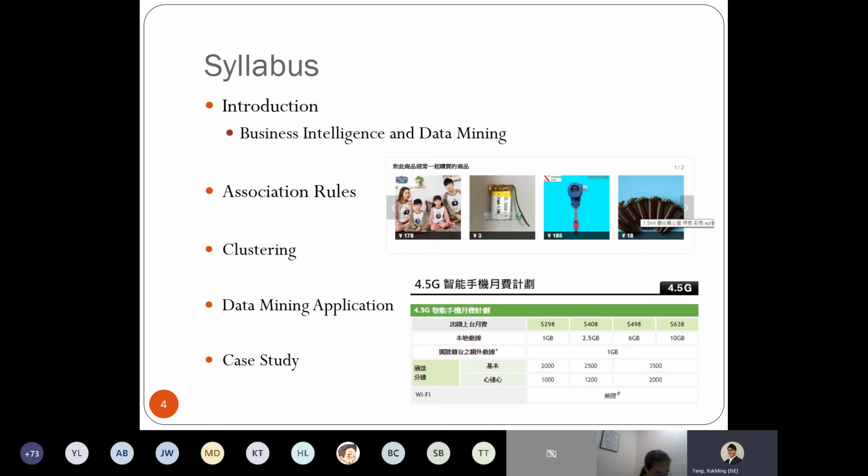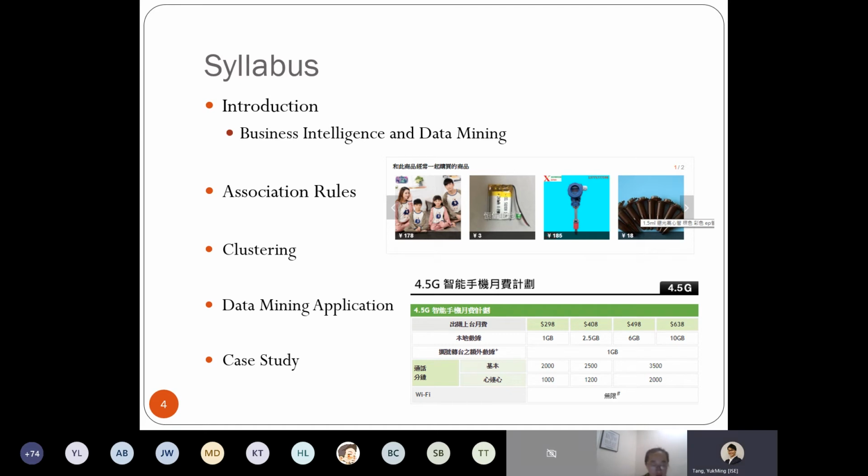We have some introduction first about business intelligence and data mining. As I just mentioned, with data mining approaches such as association rules and clustering, because another subject has already covered these two topics, I'm not going to go through these two approaches in detail. I'll replace them with another more intelligent approach, which will be covered in the coming lectures.